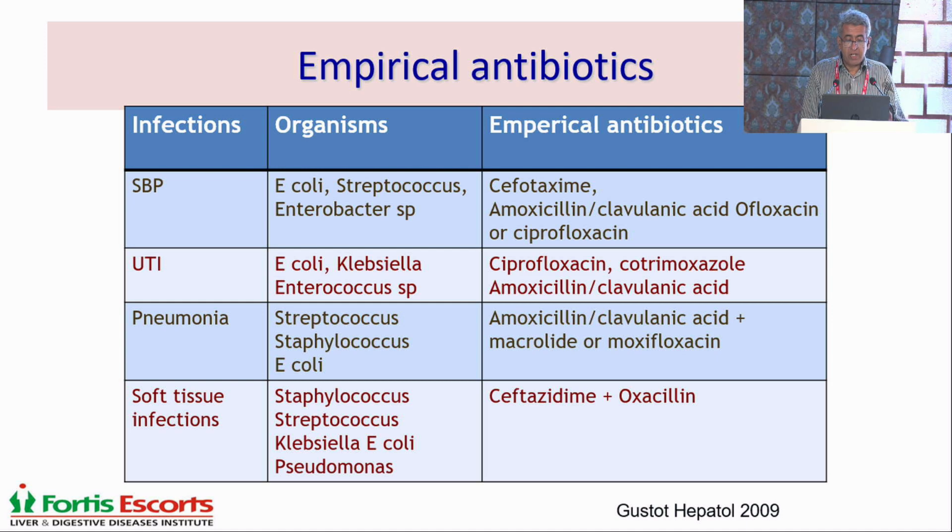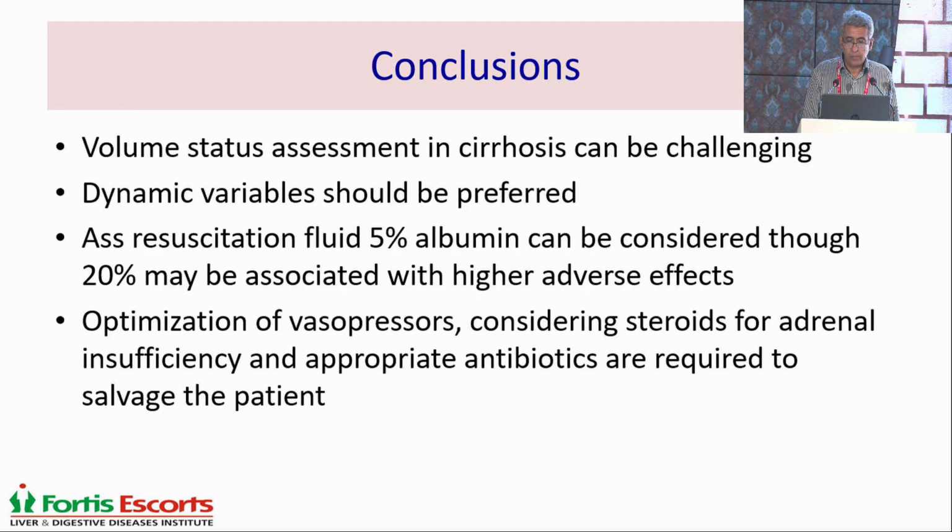So empirical antibiotics will also depend on what the suspected infection is. That also needs to be considered. So to conclude, I will say that volume status assessment in cirrhosis can be challenging. Dynamic variables would be preferred. We should assess the resuscitation; the ideal resuscitation fluid may be 5% albumin, which we should consider.